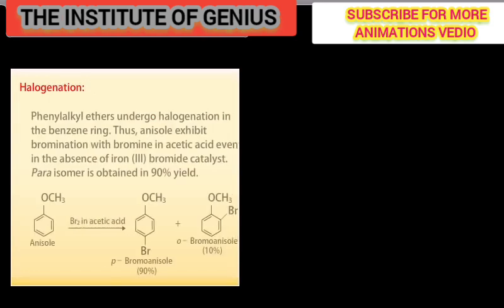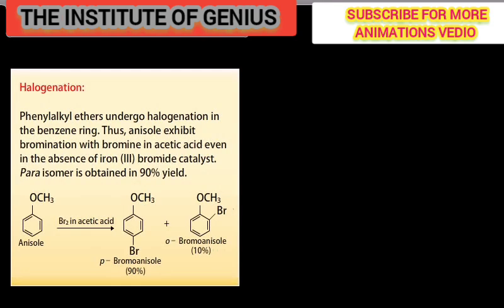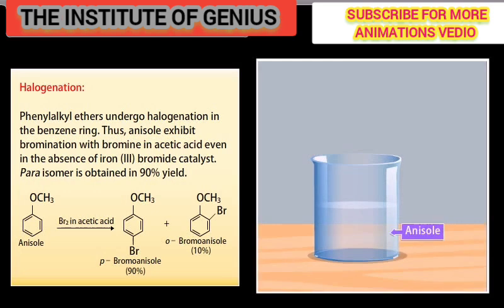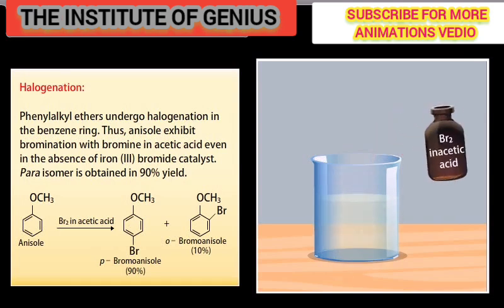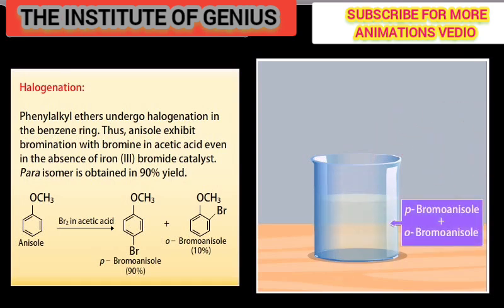Halogenation. Phenylalkyl ethers undergo halogenation in the benzene ring. Thus, anisole exhibits bromination with bromine in acetic acid even in the absence of iron 3-bromide catalyst. Para isomer is obtained in 90% yield.